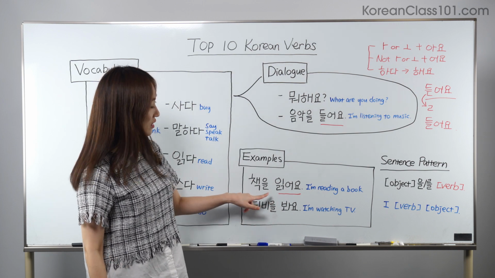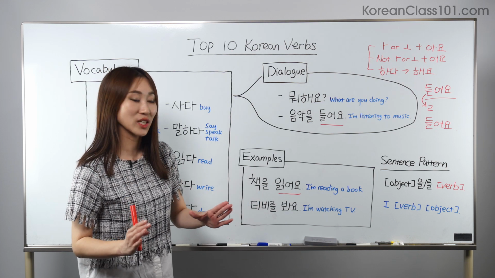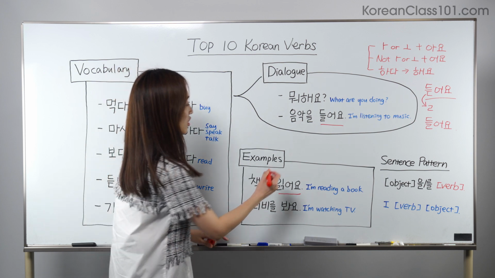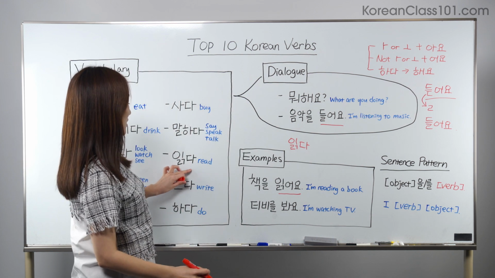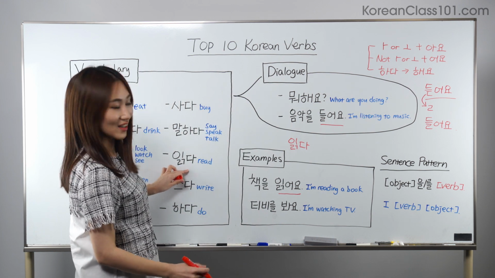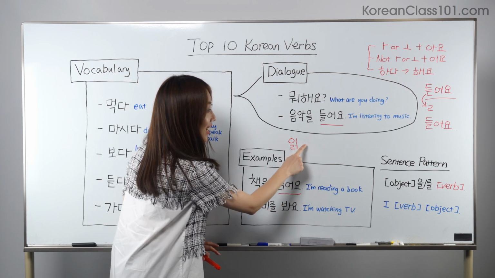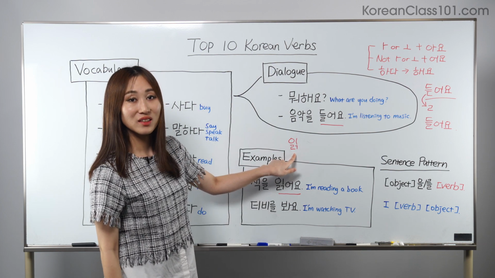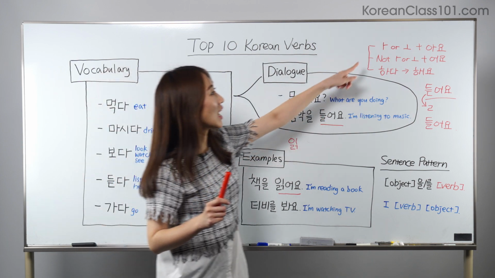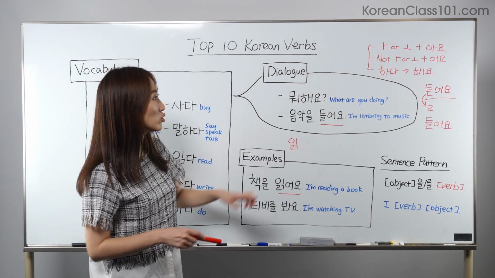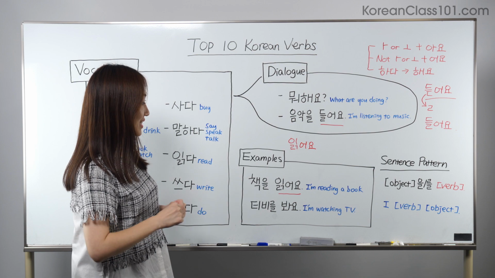책 means book. 을 is a particle, an object marking particle. So 책 becomes an object. 읽어요 is from 읽다. Just remove 다 at the end, then this is a verb stem. 읽, and the vowel sound is an eo sound. It's not a or o. So we are going to use 어요. So it's 읽어요. So 책을 읽어요.